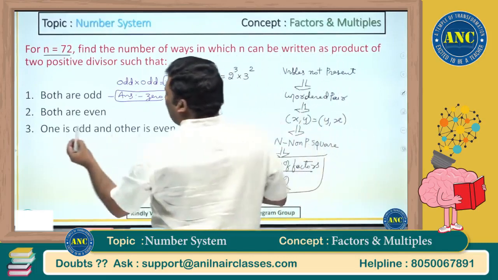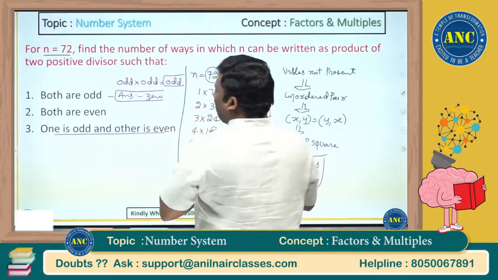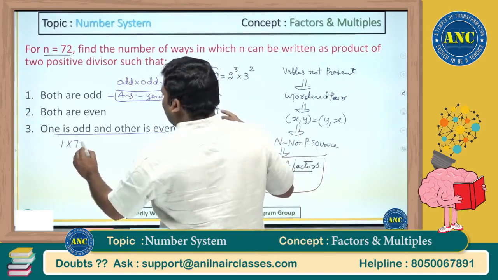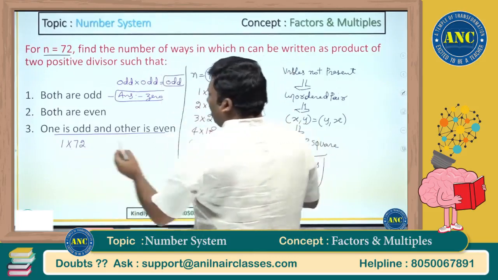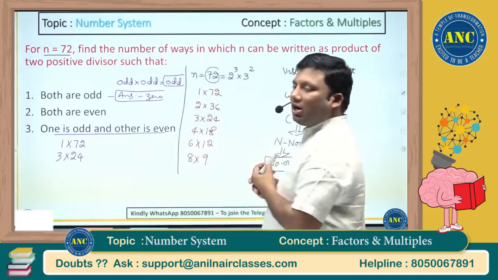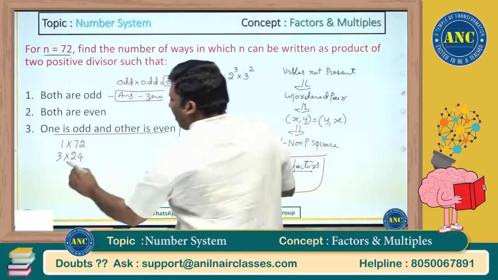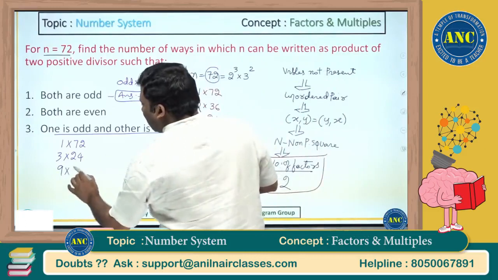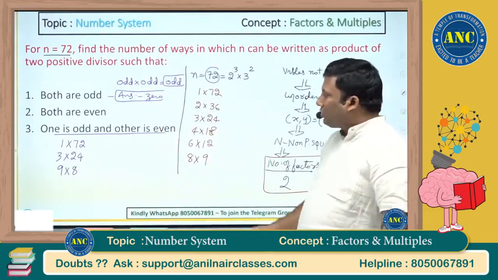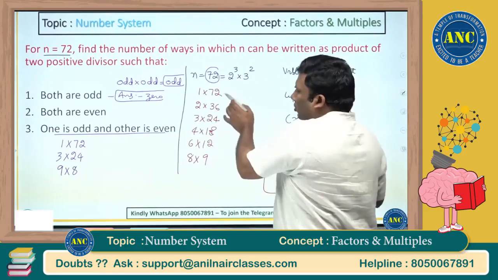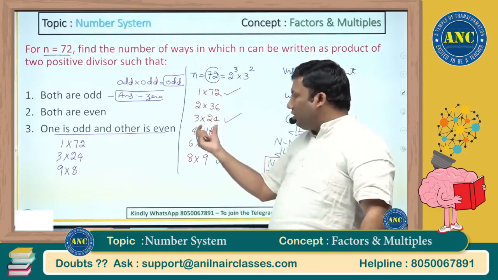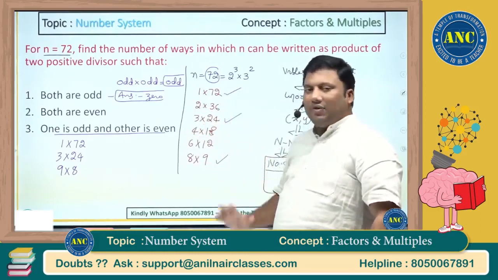Next, the third one: one is odd, another is even. 1 into 72 is one case. 3 into 24 is another case. One is odd, another is even. Next, 9 into 8 is another case. So 1 into 72, 3 into 24 and 8 into 9. This is even into even, and even into even.